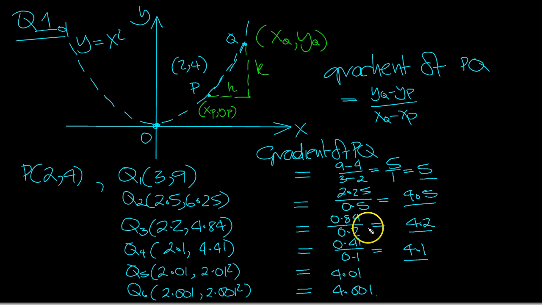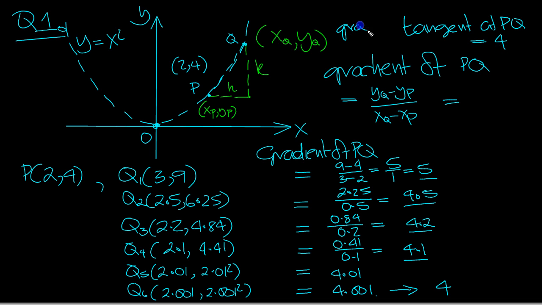So we can see from this investigation, as Q tends to P, the gradient of the slope of the triangle tends towards the gradient of PQ, and it tends to 4. So we can see that these numbers tend to 4. So the tangent has gradient 4. I'll put it up here. Gradient equals 4, because it tended to 4.